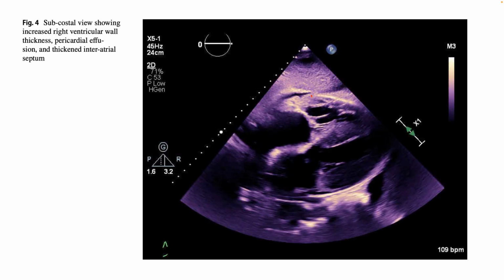In the subcostal view, you can see similar features with left ventricular hypertrophy, left atrium enlargement, and interatrial septum thickening. The mitral and aortic valve leaflets are thickened, and there's also a small amount of pericardial effusion. More importantly, in the subcostal view, you can see the RV wall is thicker, more than 5 mm during diastole. That's another sign to look out for as well.